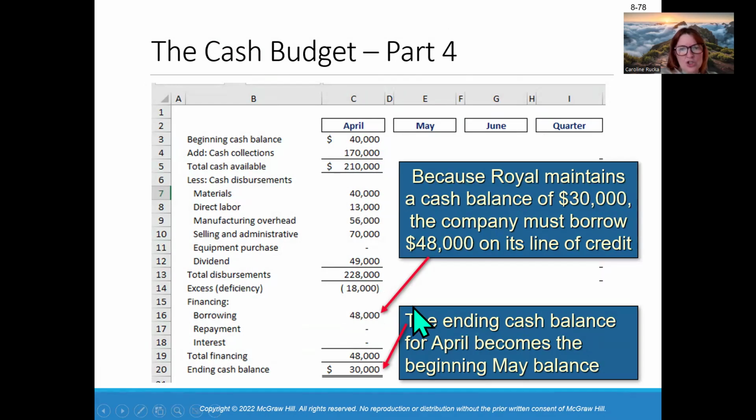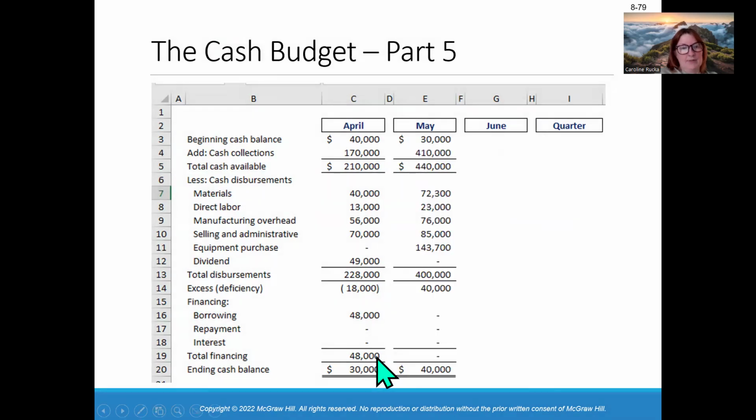Because we have to start next month with 30,000, we're going to borrow this 18,000 plus an additional 30,000, so we have enough money to make it to the next month. So the total amount we have to borrow is 48,000 to get us through the month.